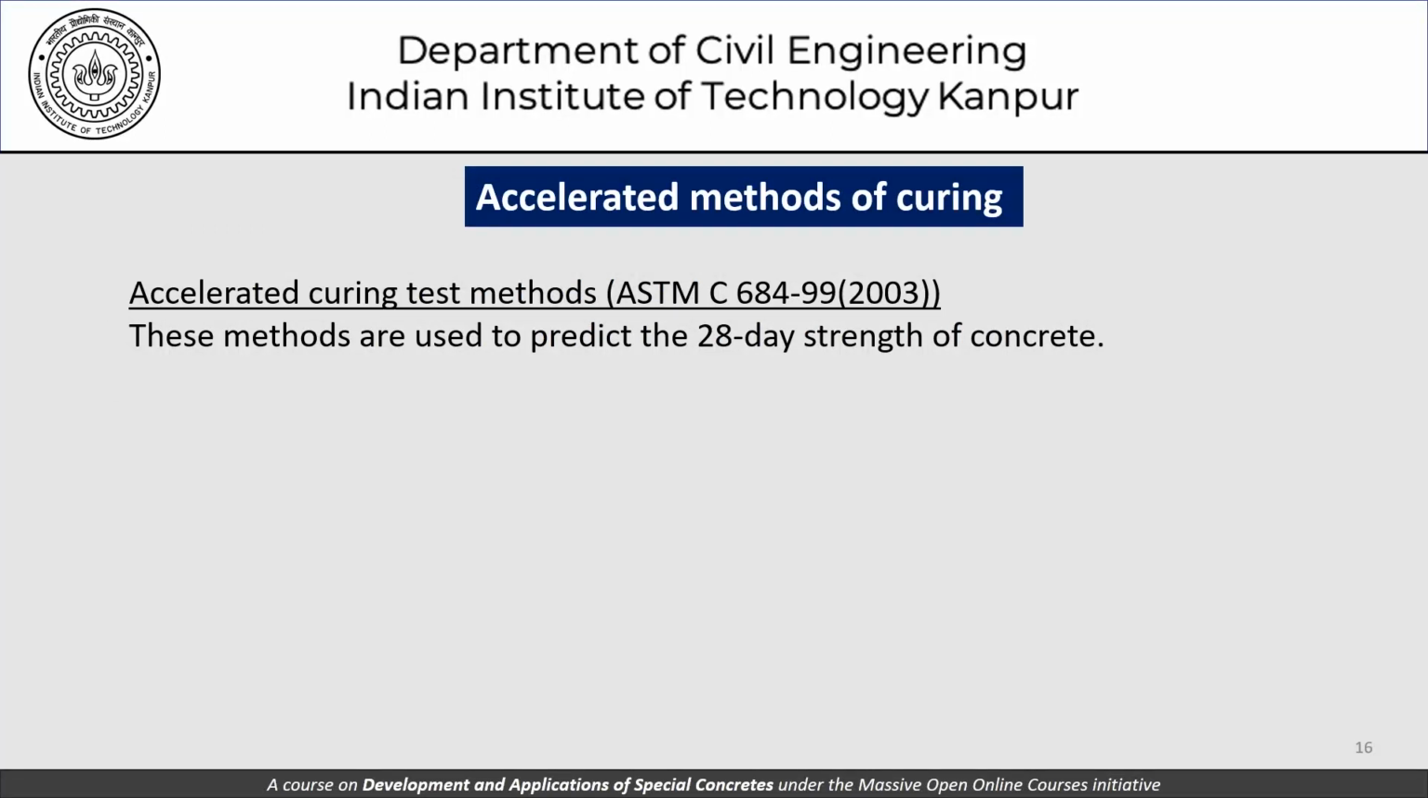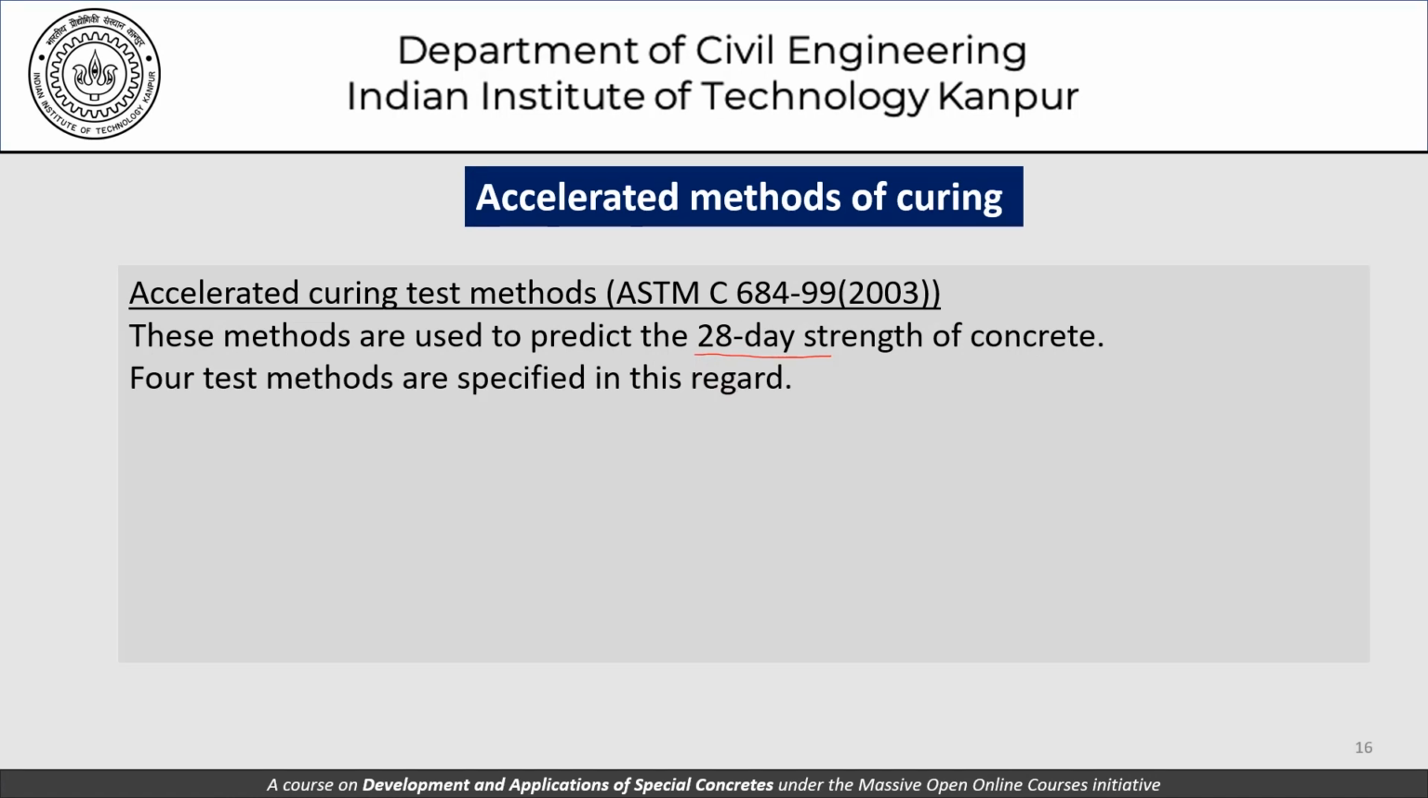Continuing further, there is an ASTM C684-99 (2003). There are methods which are used for predicting the 28-day strength. Now these methods have a slightly different approach. There are 4 methods in this regard.